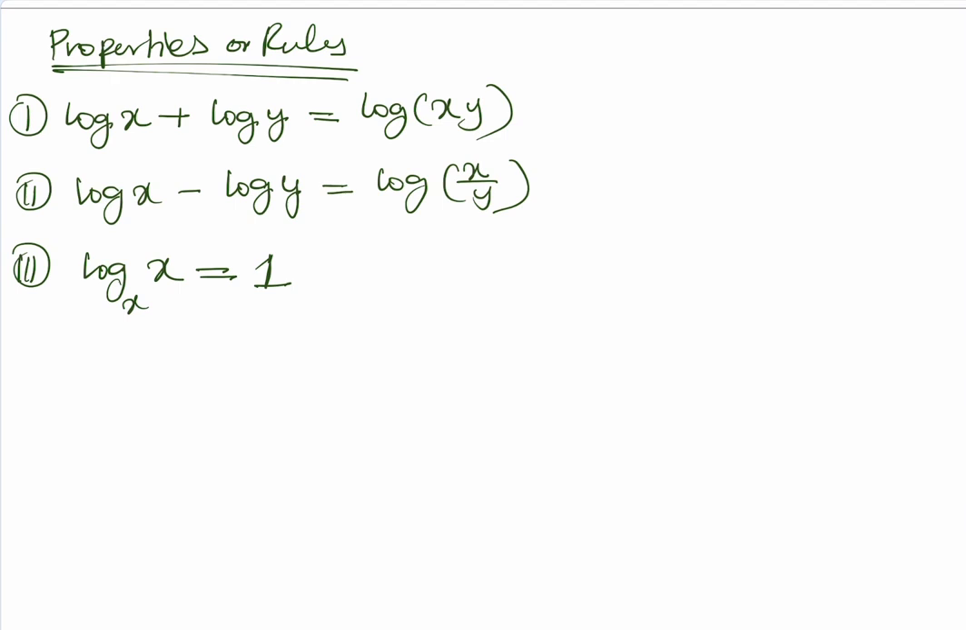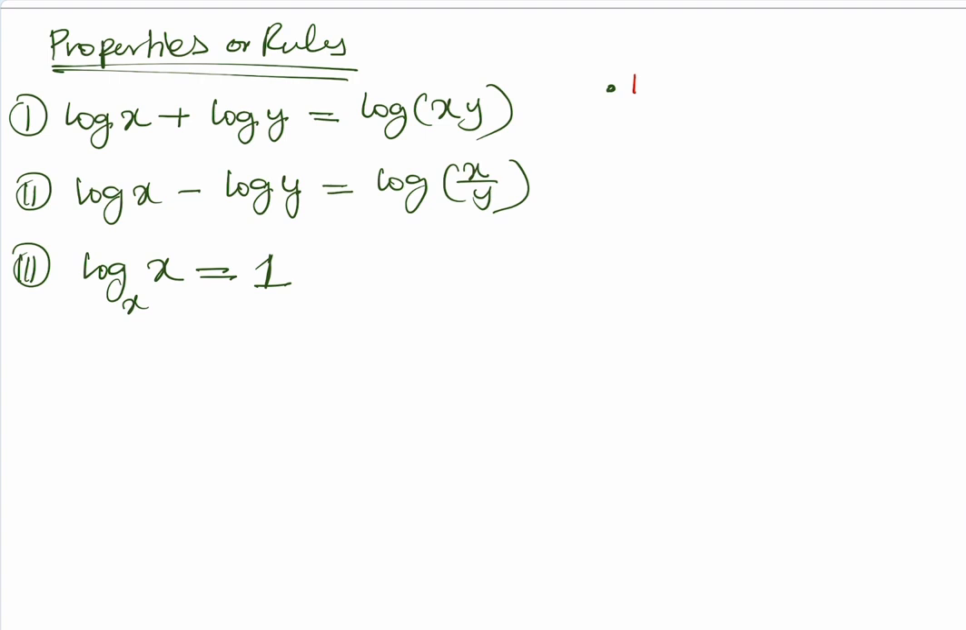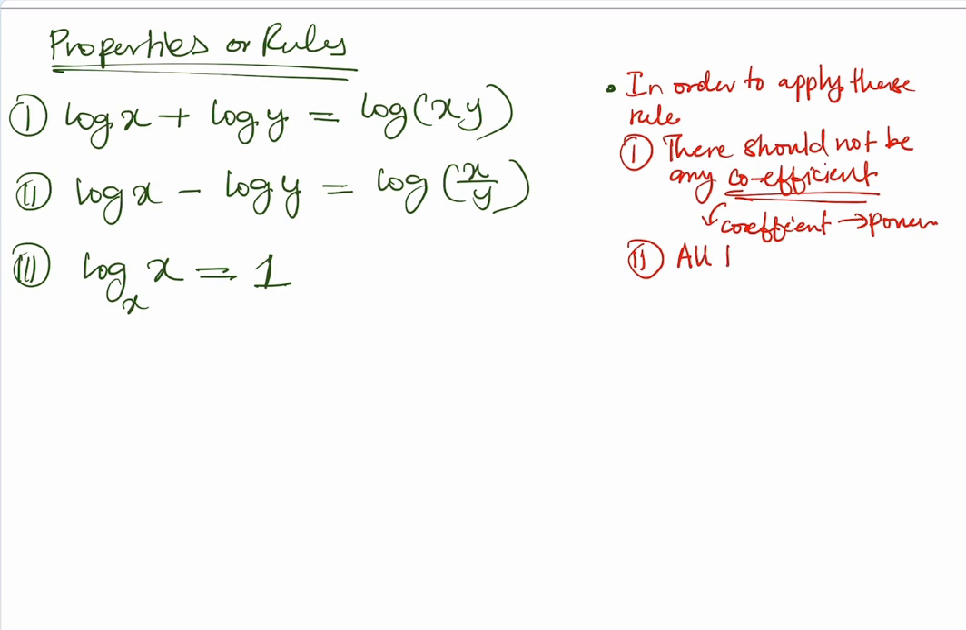Yes. There are some important notes here that I want to write, that in order to apply these rules, you have to follow certain things. Number one, there shouldn't be any coefficients, right? If you want to simplify this, there should not be any coefficient. So you know, make power the coefficient, coefficient the power, the coefficients would be converted into powers through that rule. Second thing, all the logs should have the same base, right? So these two things you need to take care of while applying this rule.